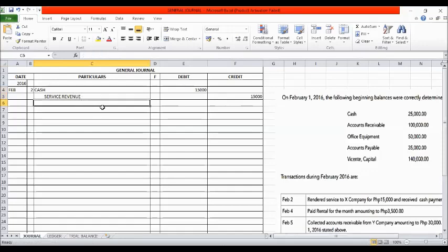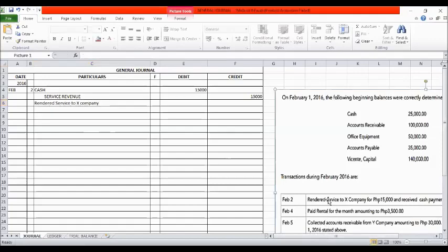And then, dapat meron daw siyang short explanation. Ano kayang explanation ang ilalagay natin? Rendered service to X company. Alright, so this is how you record the first transaction. So cash and then service revenue.